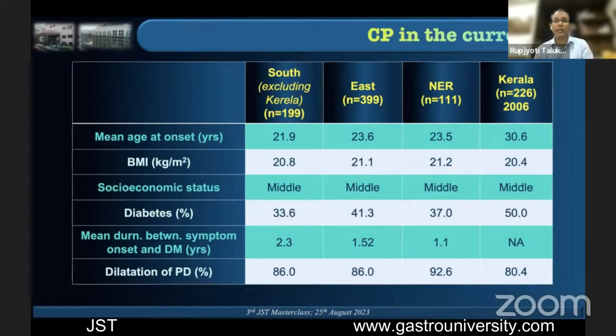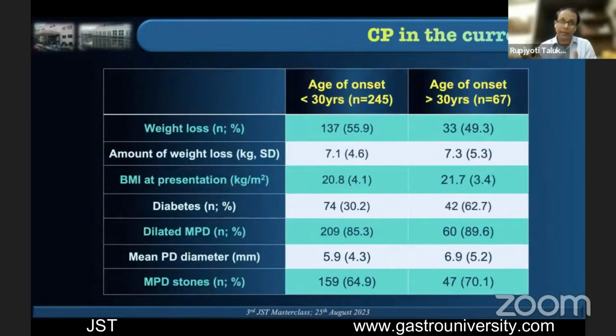So there has been a change in the disease behavior. The TCP was supposed to be a disease of the young, very, very young onset disease. But when we compared the disease behavior between patients below 30 years and above 30 years, again, we don't see any significant differences between the biological behavior and the demography of the disease.